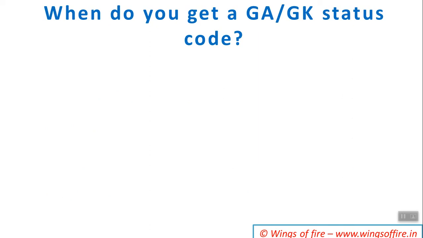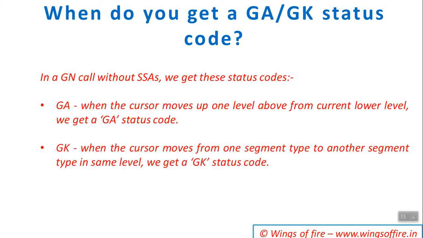When do you get a GA or GK status code? When you give a get next call without any SSA, we get GA or GK. GA means the cursor moved up one level. And when the cursor moves within siblings in the same level, we get GK. Remember, a GA or GK will come only if we give a GN call without any SSA, as in a database sweep program. We get GK when the cursor moves from one segment to another segment in the same level. But if you give an SSA, these will not come.